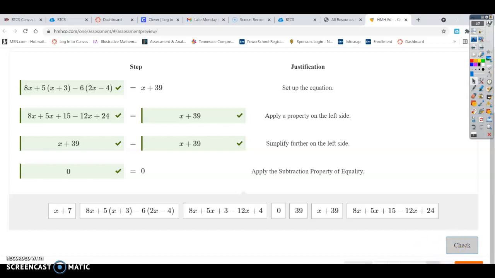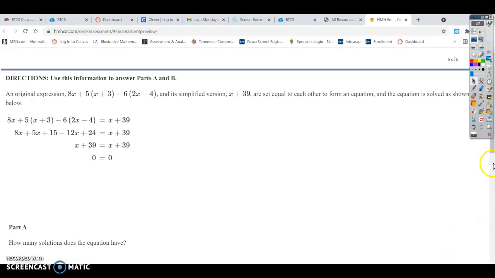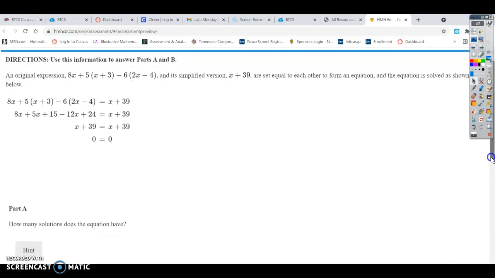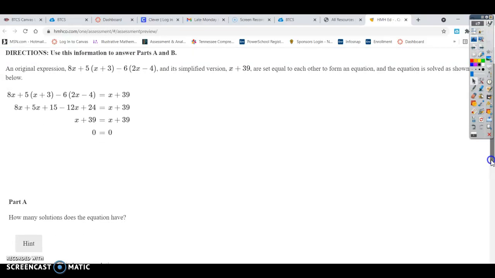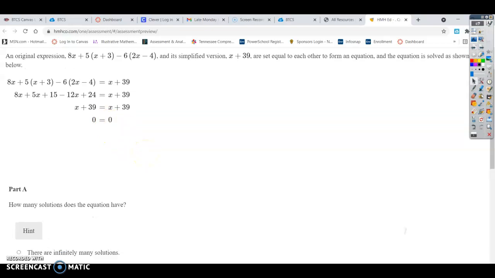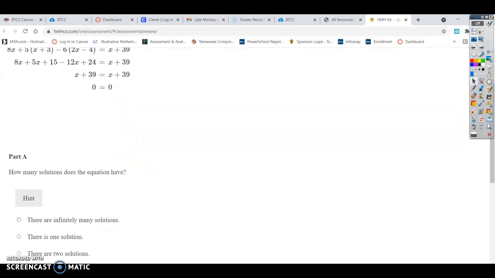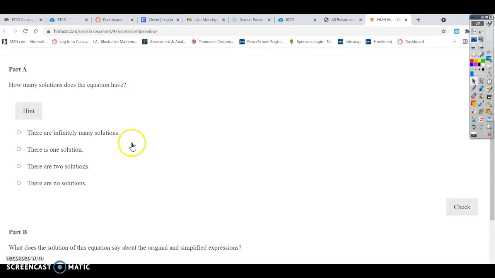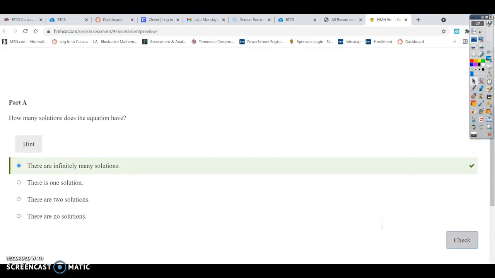All right. Last one, let's see what it says here. Use the information to answer A and B. An original expression and its simplified version are set equal to each other to form the equation, and the equation is solved as shown below. So this is what we did in the last process, and we got 0 equals 0. If you get 0 equals 0, how many solutions does that mean? Well, since those are equal, and that's a true statement, that means any number you plug in will be a solution. So that means that you are going to have infinite solutions.